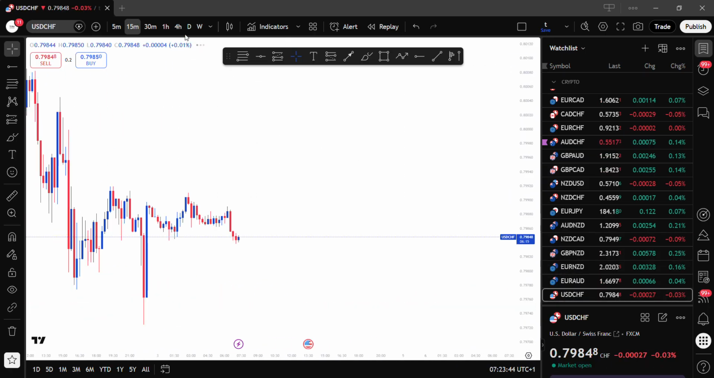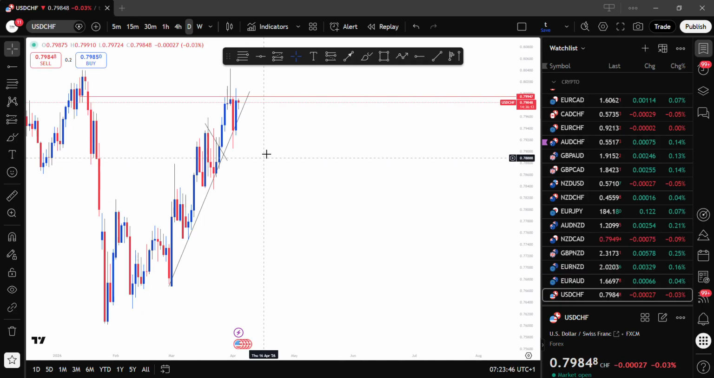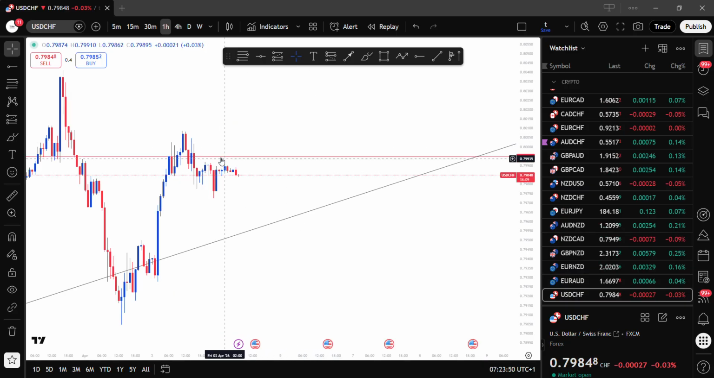We'll just keep waiting. On USD CHF, if you check the daily time frame, the market tested this point already, so a sell should start happening from here, which has not given a proper change of character yet. So that will be all for today.